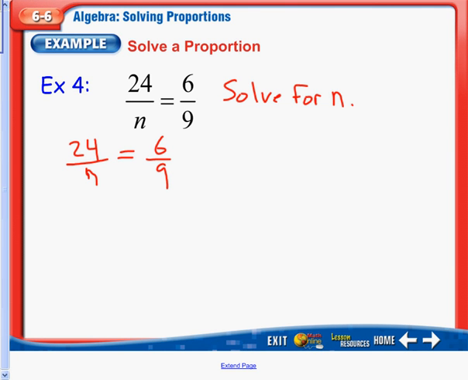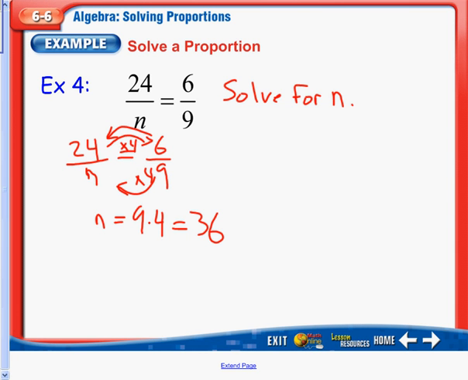Now in this case, you can also use the second method of solving. As I see that 24 to 6 is a division by 4, I'm actually trying to go the other way. 6 going into 24 is multiplying by 4. So since I see going from right to left is times 4, I can go from right to left from the 9 times 4. So n equals 9 times 4, which also equals 36.